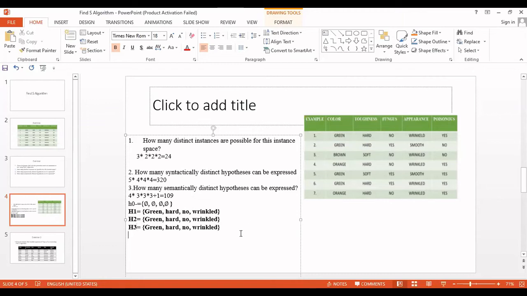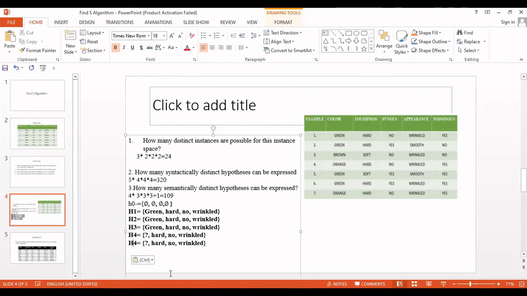When you go to the fourth example, we are going to change our fourth hypothesis. This is H4. When you consider the first field, it is orange, but here we have green. So we need to cover orange also. So instead of green, I'm going to change it to question mark. Then the second field is hard. Here also we have hard, so don't change anything. The third field is no. Here also we have no, so don't change anything. The fourth field is wrinkled. Here again it is wrinkled. So after the fourth example is over, my hypothesis is changed like this.